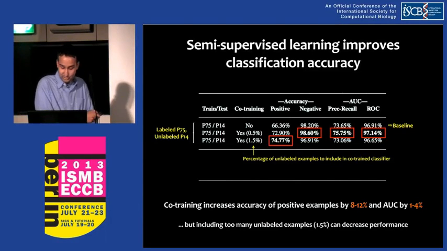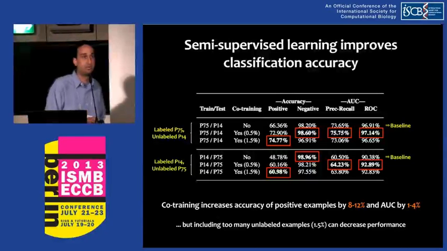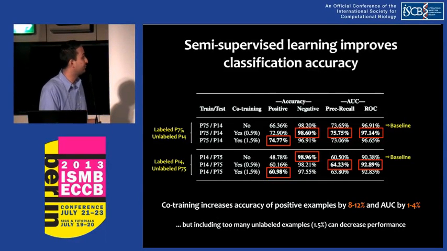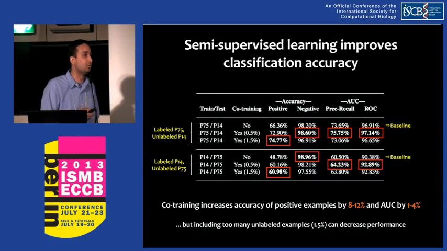The take-home message here, and this is the same table but just flipped around in terms of when I train and what I test, is that this co-training process increases the accuracy on detecting these positive examples by about 8 to 12%, and the AUC goes up also by 1 to 4%. But if you impute too many examples, you can actually see a decrease in performance. So you need to be careful about how you use this co-training in terms of just taking the most confident examples that you see.